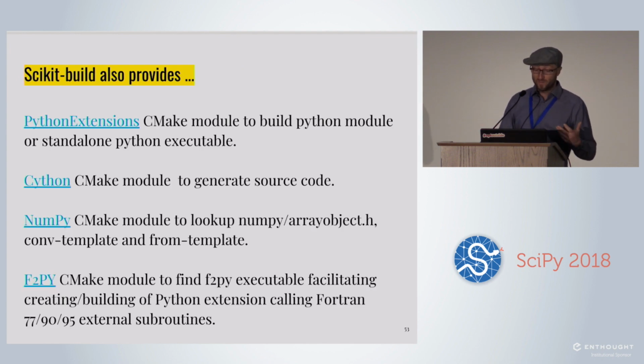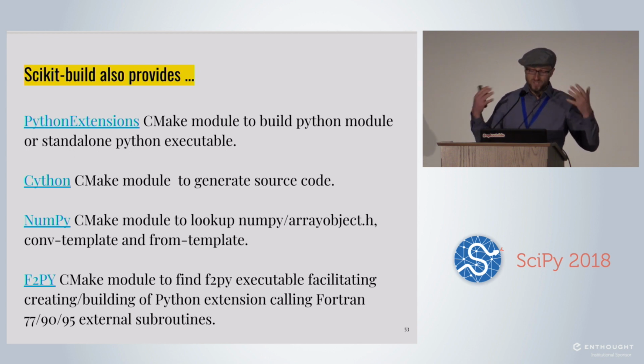And Scikit-build also provides some specialized modules, Python extensions, to easily find out which flags you need to use to build your module. There's also a Cython module to bridge with the Cython ecosystem and generate the code, a NumPy module to easily find the headers you need to create your extension, and also an F2PY module to more easily build a Fortran-based extension.